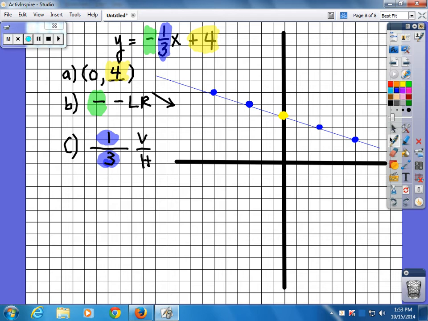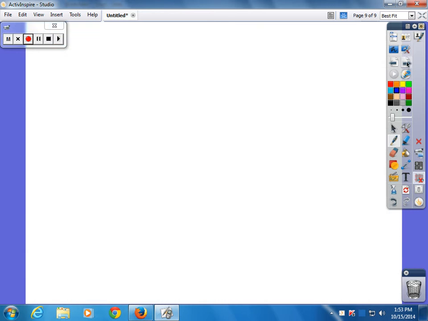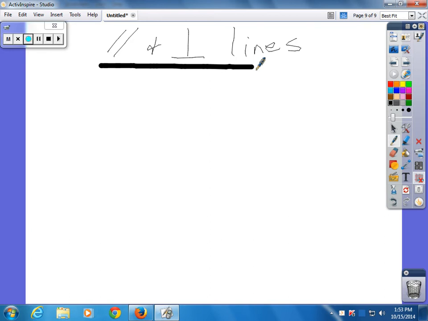All right, I want to show you one more thing. And this is parallel and perpendicular lines. Now the way this is going to be asked is they're going to give you directions. I can't get it back on the board. This is the hardest thing in the world to do, is get this thing on the board.